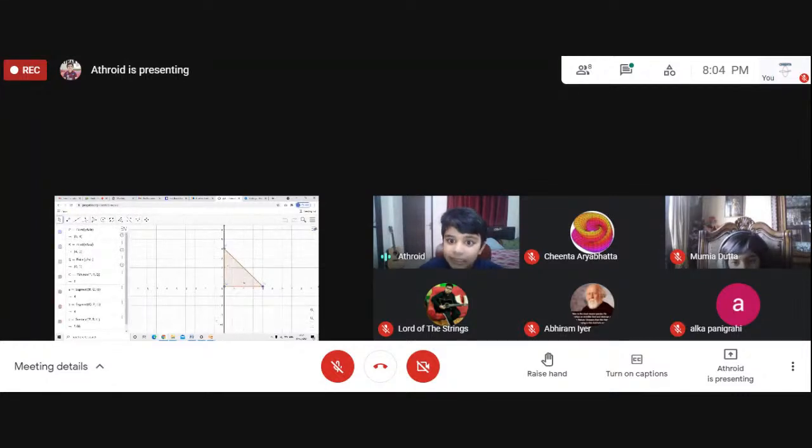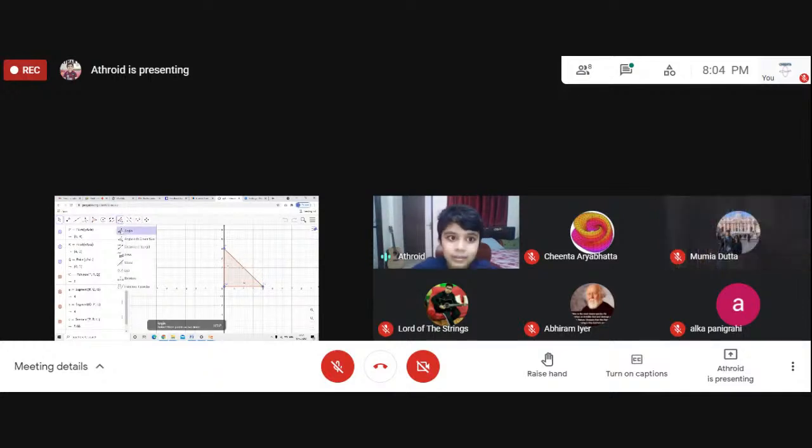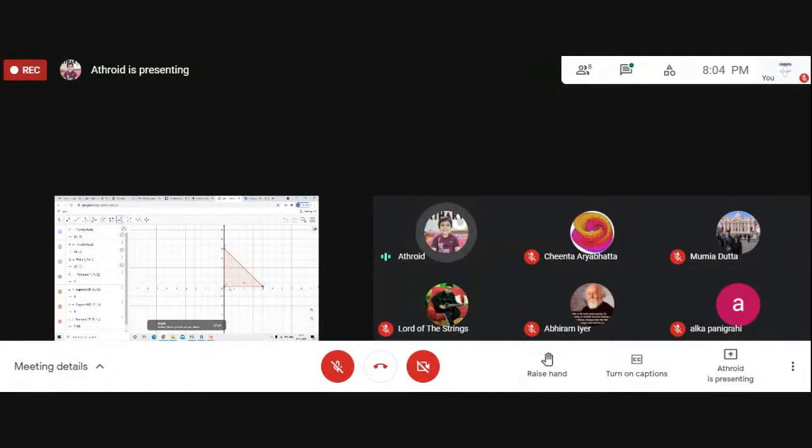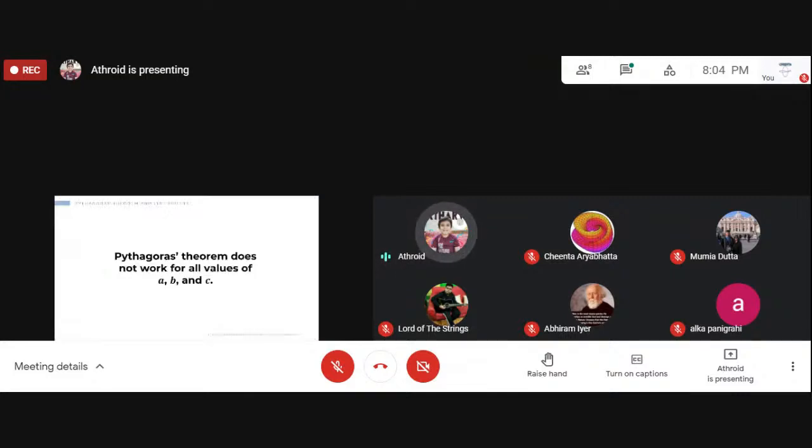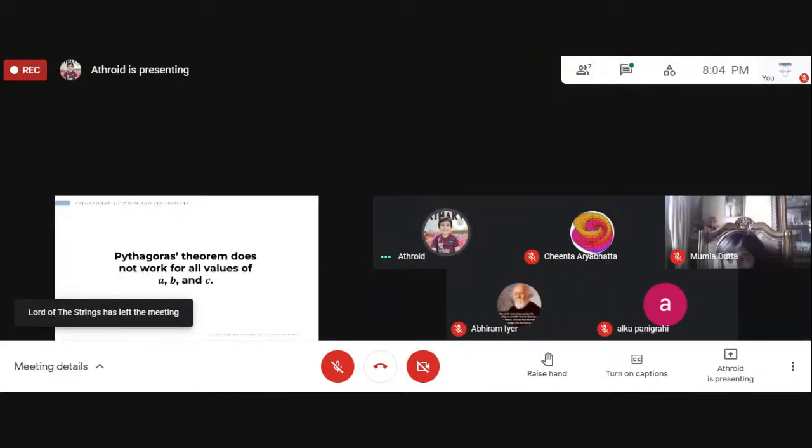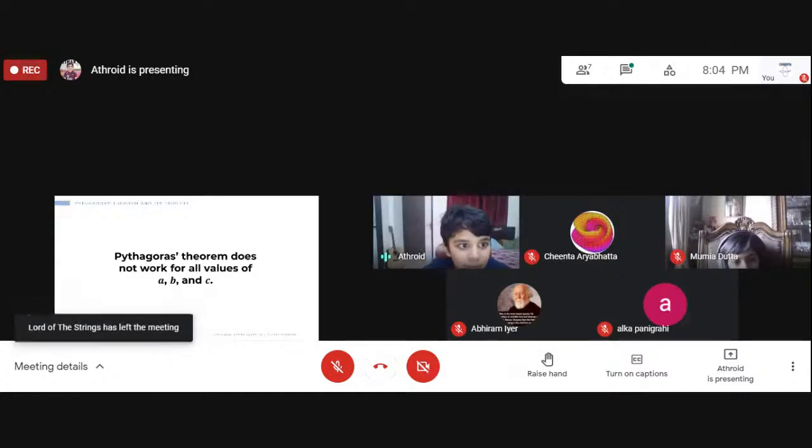This is a right-angled triangle. The sides are labeled A, B, and C. The reason it is called a right-angled triangle is because the angle between the line A and B is exactly 90 degrees. Now to my presentation. Pythagoras theorem does not work for all the values of A, B, and C. The values for which it does work are called Pythagorean triplets.